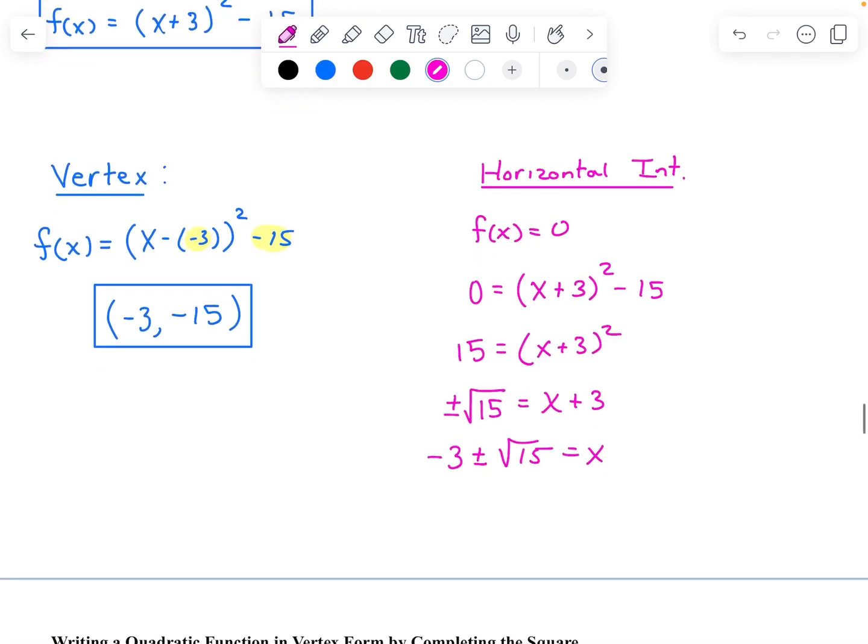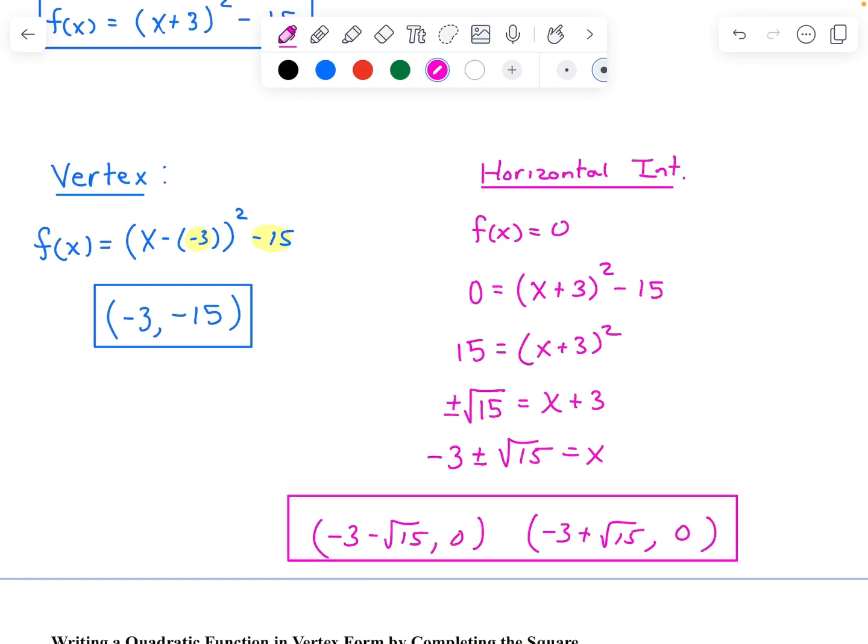So there are two horizontal intercepts. One of them at negative 3 minus the square root of 15, comma 0, and another one at negative 3 plus the square root of 15, comma 0. And we are done.